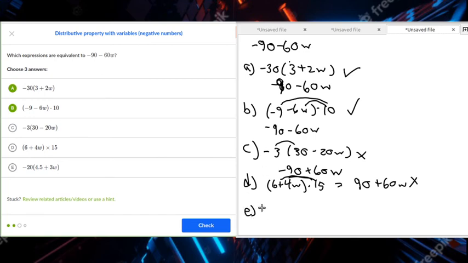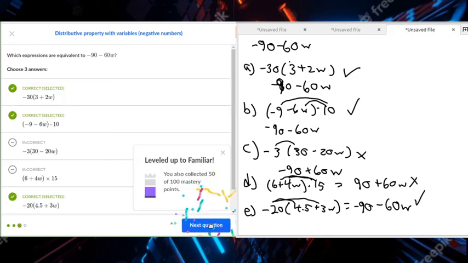And so I guess E should be our last one. If it's not, then we need to go back and check that we did something wrong here. Negative 20 times 4.5 plus 3w. So negative 20 times 4.5 is negative 90. And negative 20 times 3w is negative 60w. So we've got negative 90 minus 60w, which is up here, and that looks good. Okay, so we've got one more.